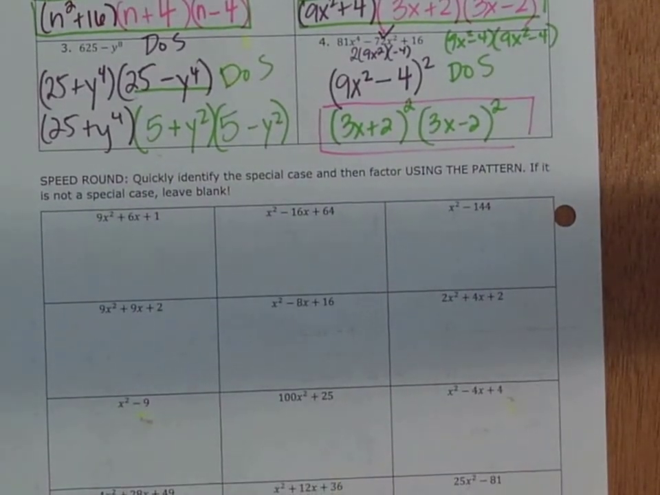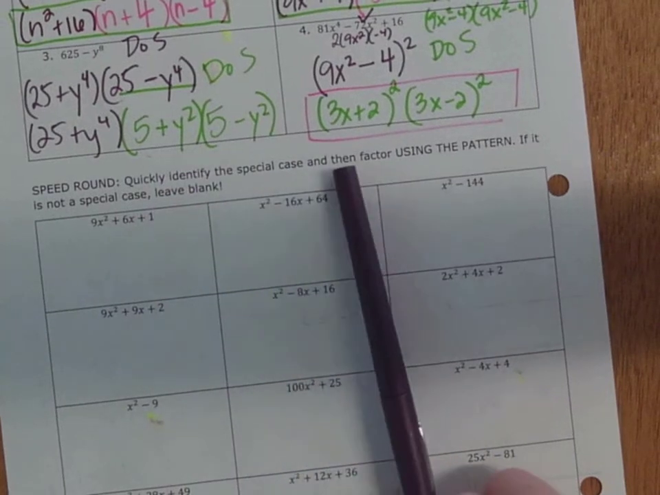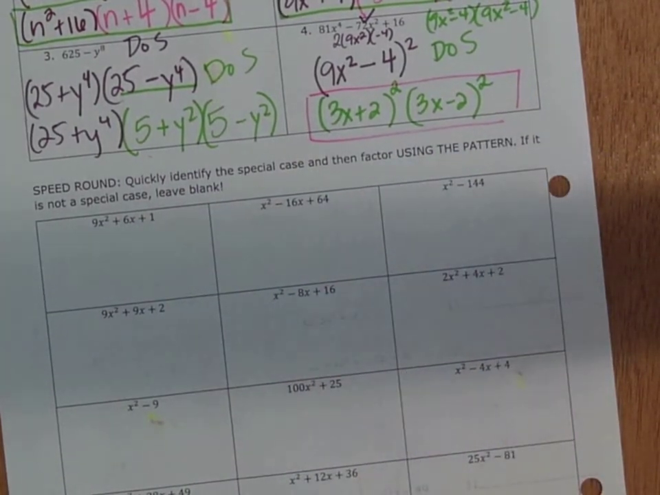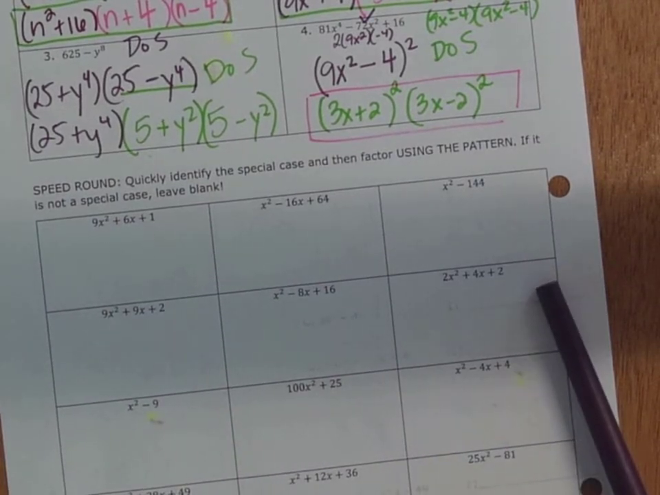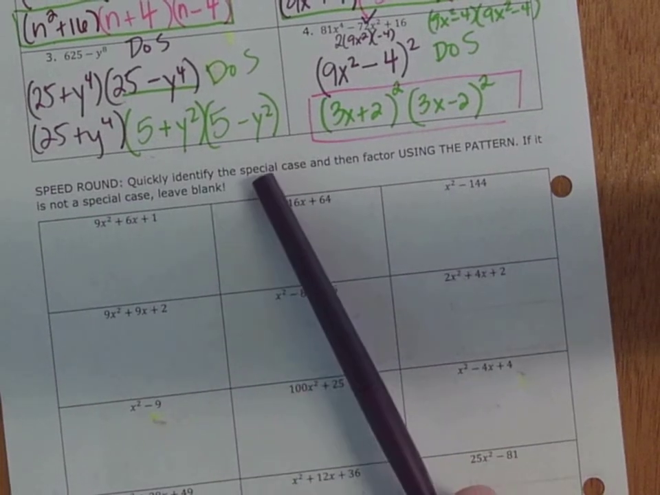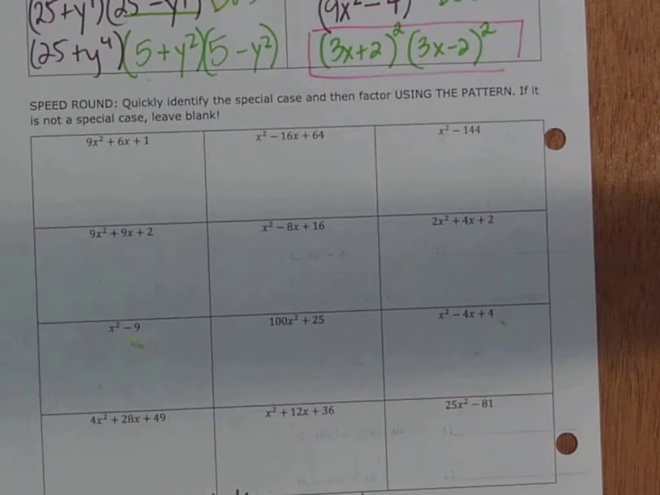Speed round. I'm going to give you 4 minutes. Identify the special case and factor using the pattern. Meaning, you should not be showing a lot of work here. If it is not a special case, leave it blank. That doesn't mean you can't factor it. I just want you to leave it blank for right now.